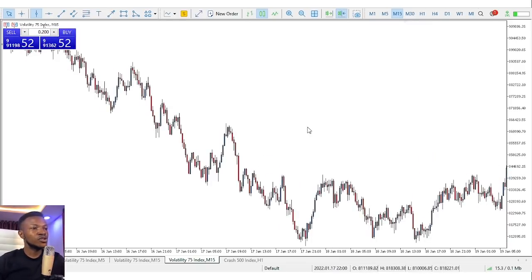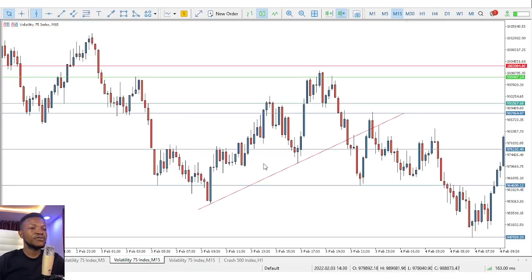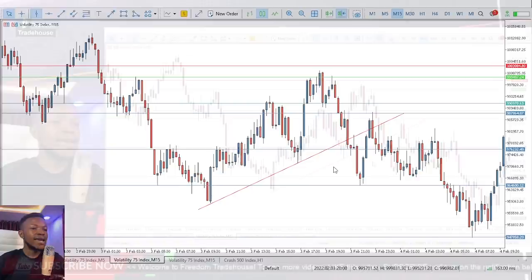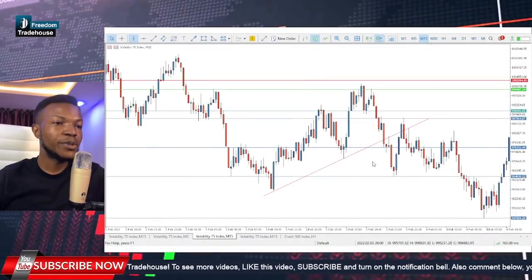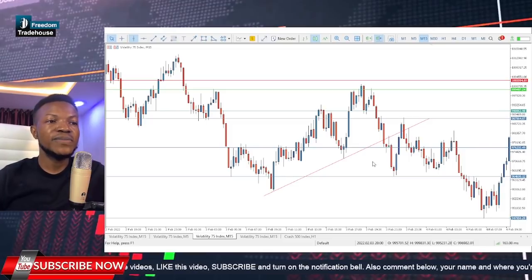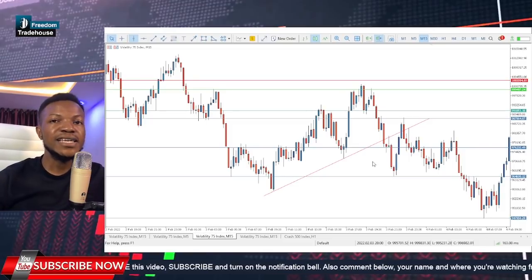The next thing I want to show you, because we are going to be diving into the 15 minutes time frame. This is the setup right here, and I want every one of you to really get it clear. I'm taking my time to break down this entire concept to you so that you will begin to see the market in a very easy way.